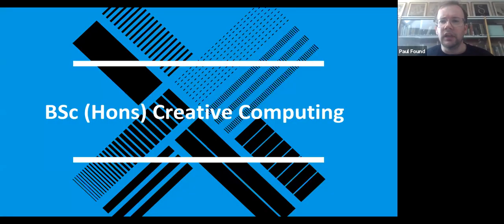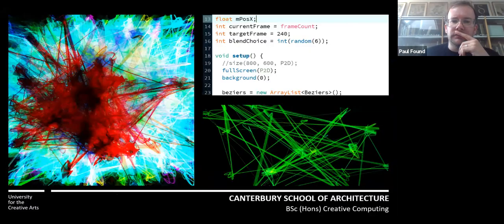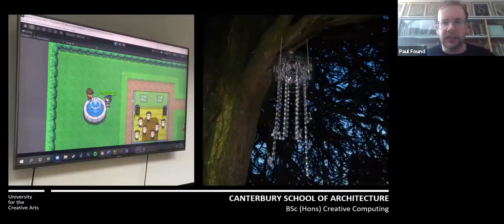And finally, I would like to briefly mention the other two courses on the design program pathway, mainly because it's my area, but also because it's just worth knowing what else we offer. So the BSc in Creative Computing combines coding, but also physical making. So it's to do with creating games, interactive installations.